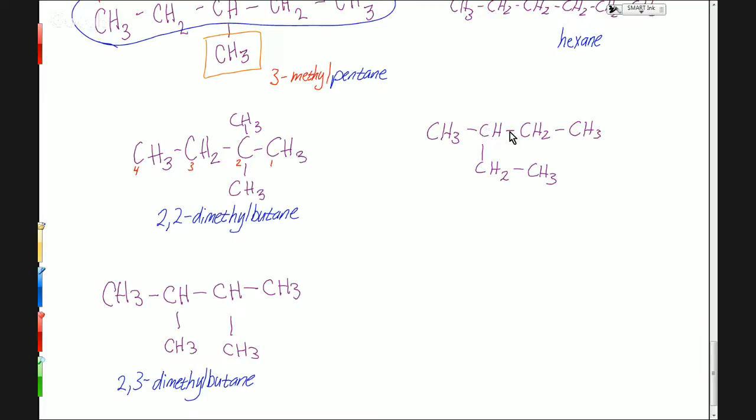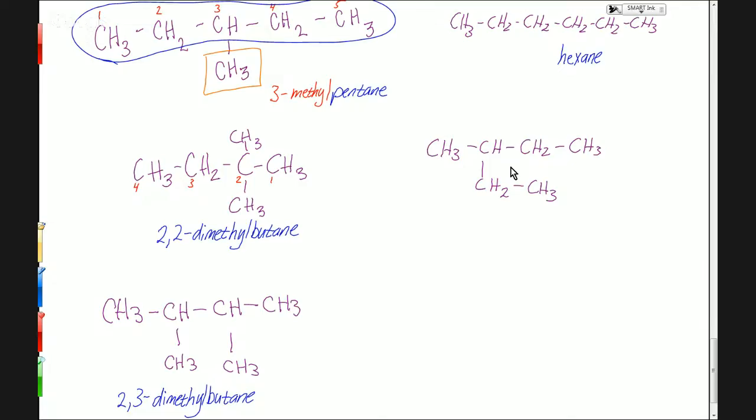So is it different or not? Sounds different from the name. Unfortunately, that's not the right name. Why isn't it the right name? What's the longest continuous carbon chain here? Are you sure? 5. There's a way you can get 5, right? If you go like this, you can get 5. 5 is longer than 4. So this is actually pentane.